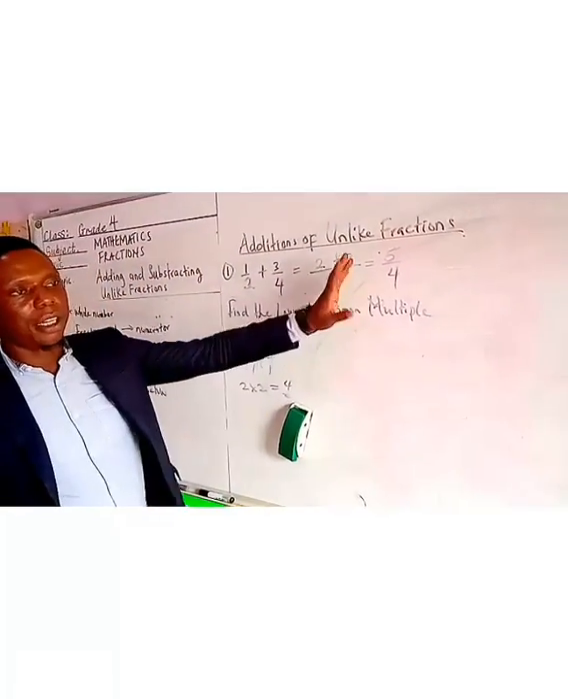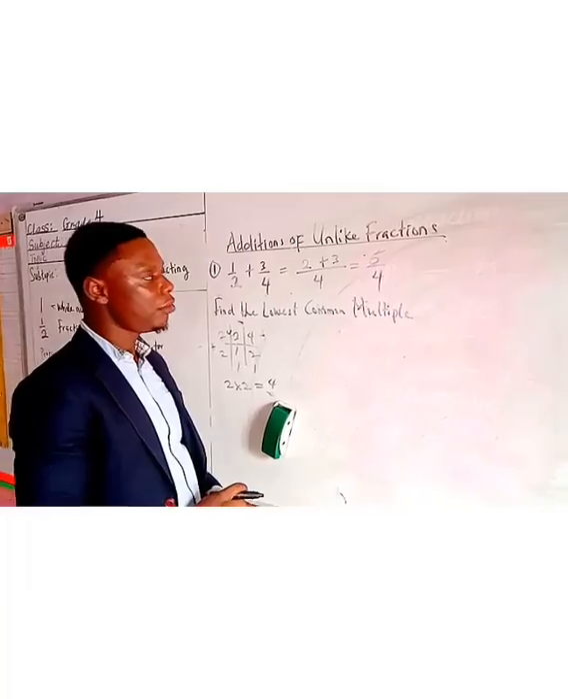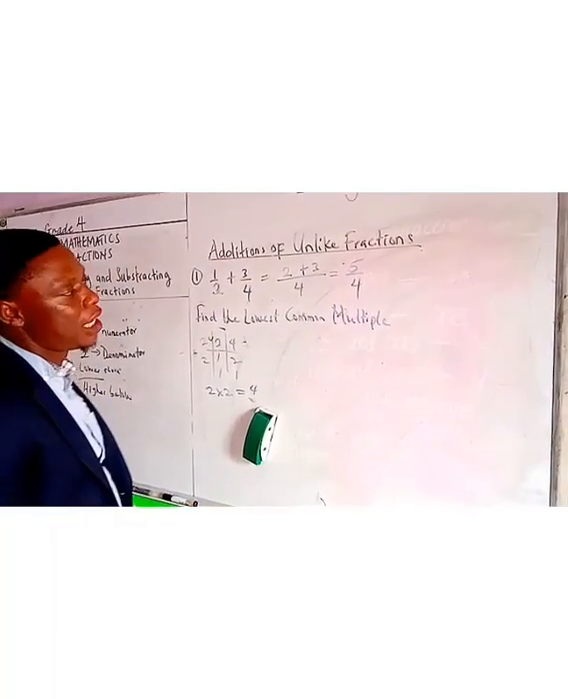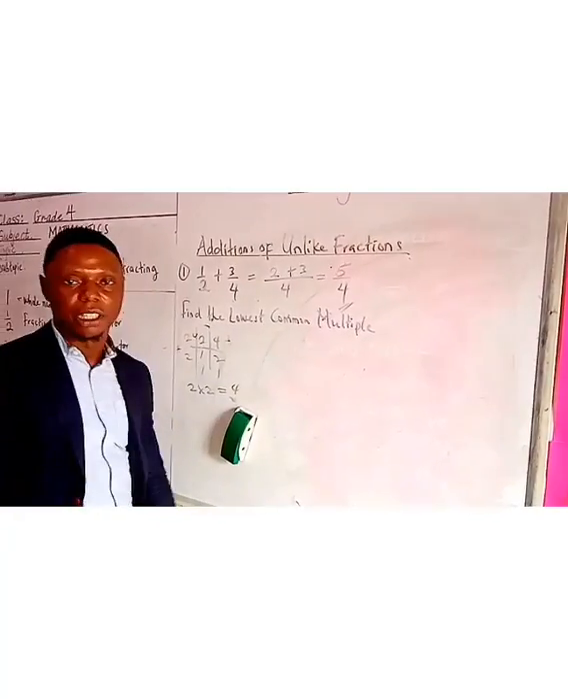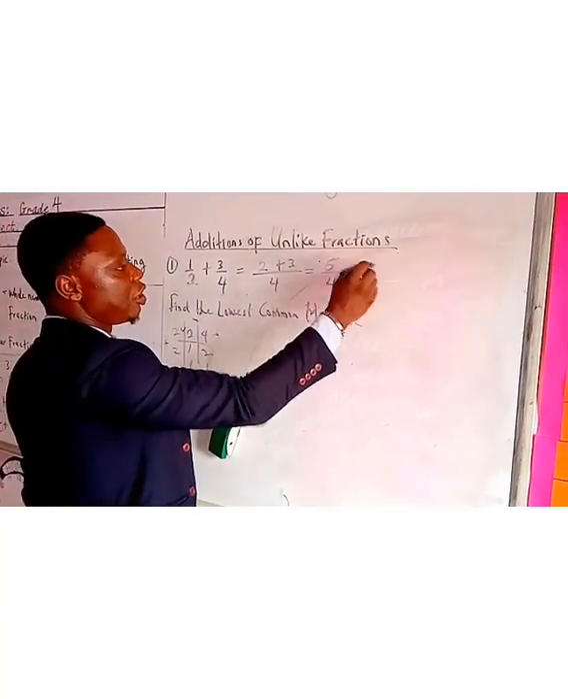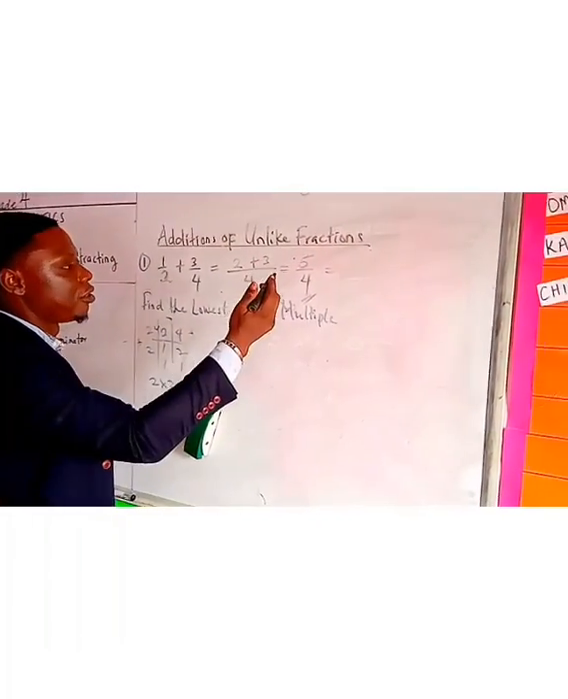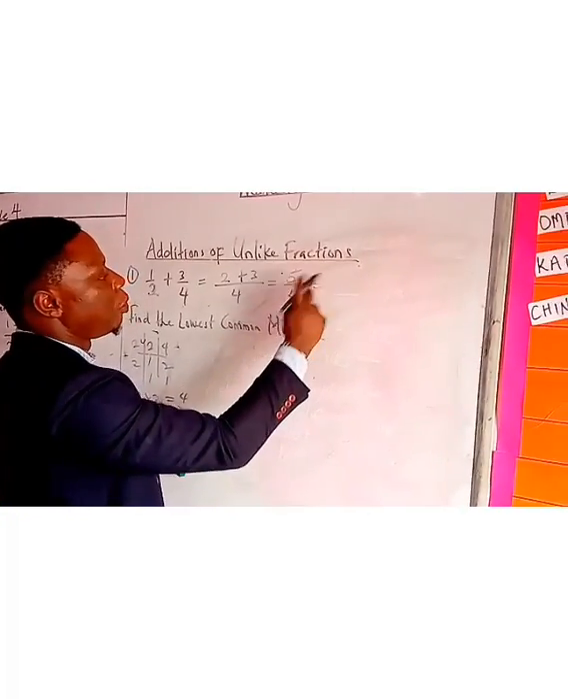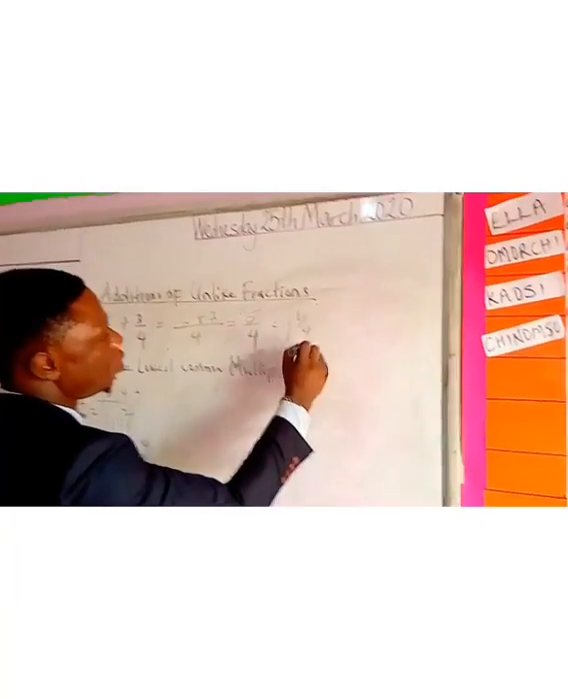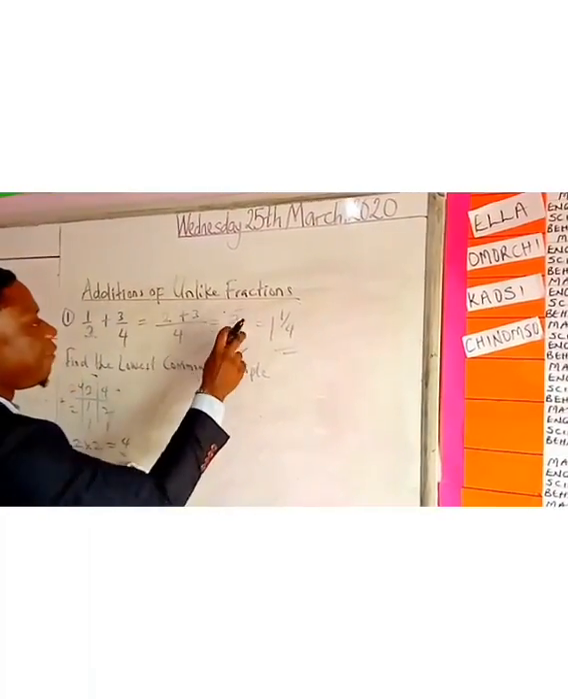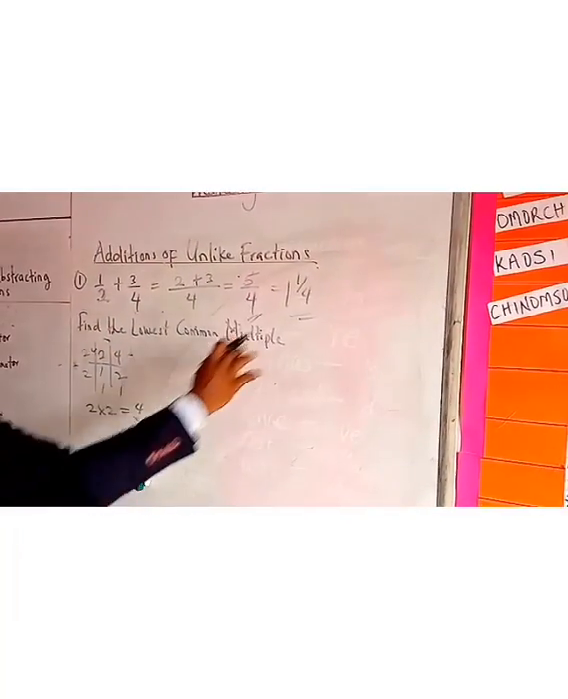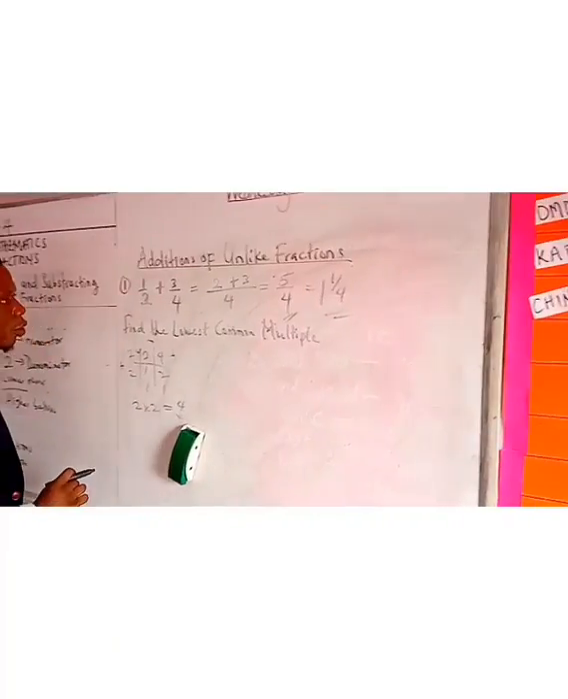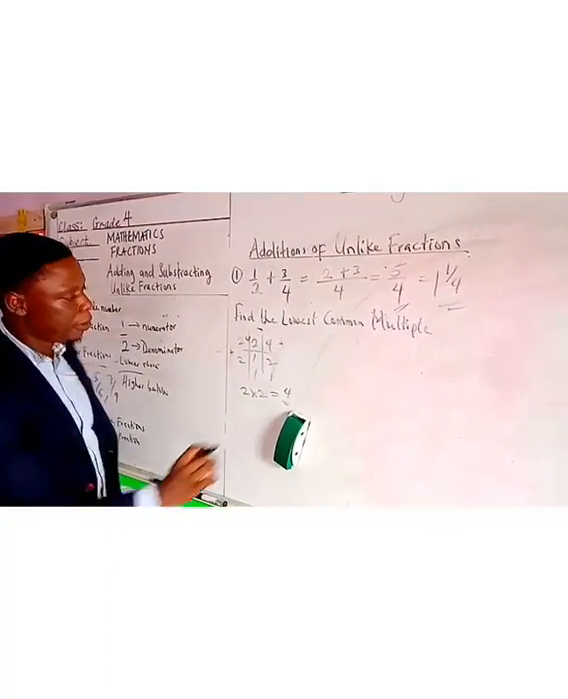This is an improper fraction, like I was telling you about the types of fractions earlier. So we can decide to leave it as an improper fraction, or we change it to a mixed fraction. So we go, 5 divided by 4 is 1, and the remainder is 1, that would be 1 and 1 over 4. So that's the first example.